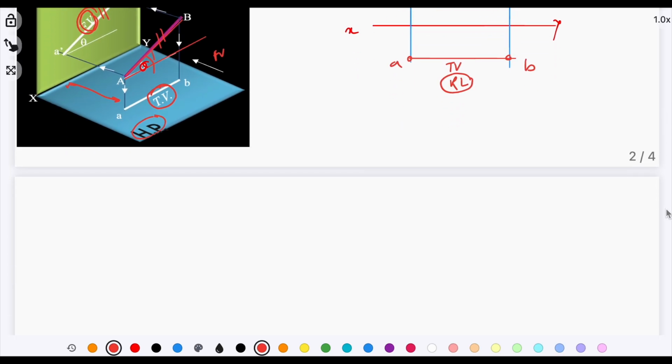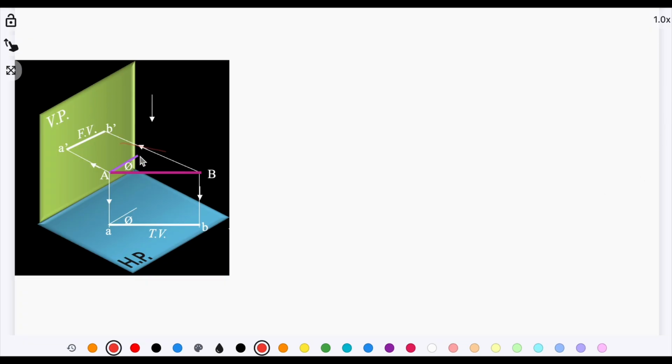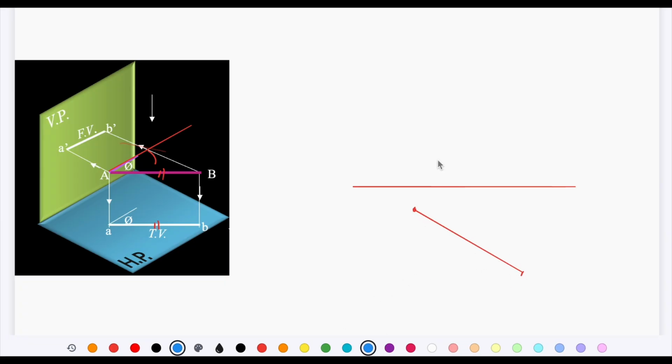Now against this, if you consider the opposite scenario, when the line is inclined to the vertical plane and parallel to the horizontal plane, the solution will be reversed exactly. So now in the top view you will get an inclined line, and in the front view you will get a straight line which is parallel to the xy line. So this is going to be the top view of the line, and this is going to be the front view of the line.